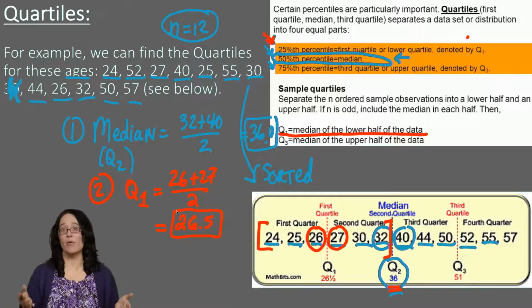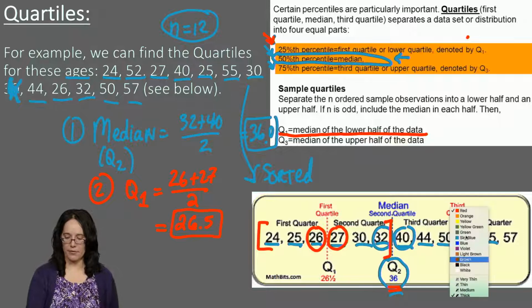What does that mean? Well, that means if you're 26 and a half years old, then you are older than 25% of the people who were sampled. You're also younger than 75%, right? Because the percentages add up to a total of 100%. Finally, we can talk about quartile 3.